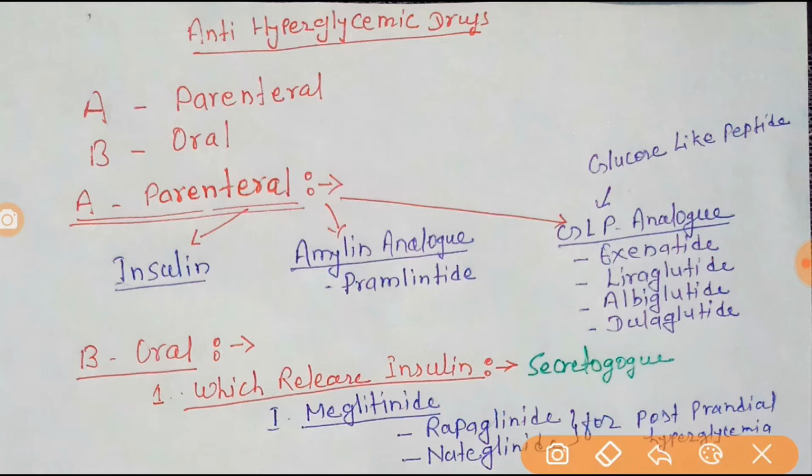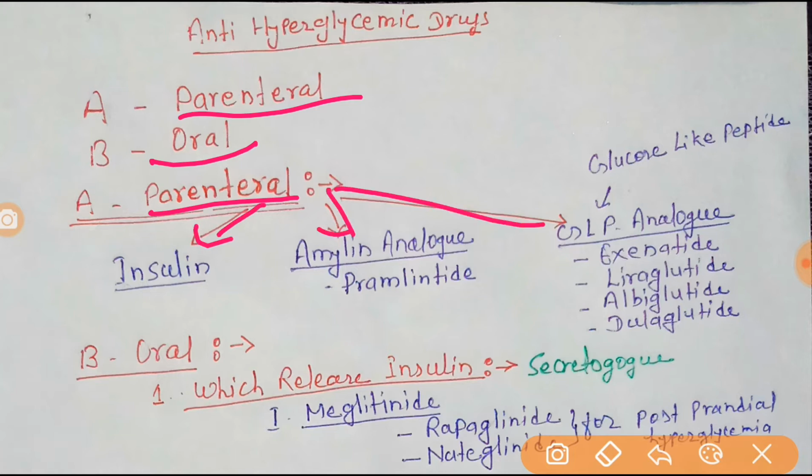Start with the anti-hyperglycemic drugs. They are of two types: parenteral drugs and oral drugs. Parenteral drugs are divided into three groups. First, insulin itself.